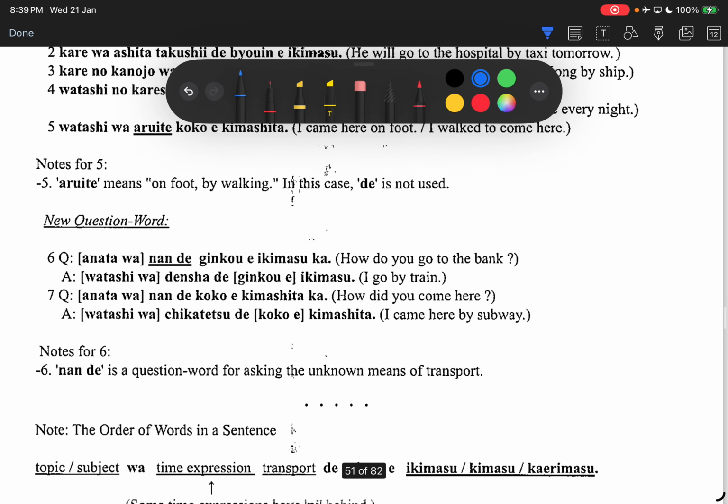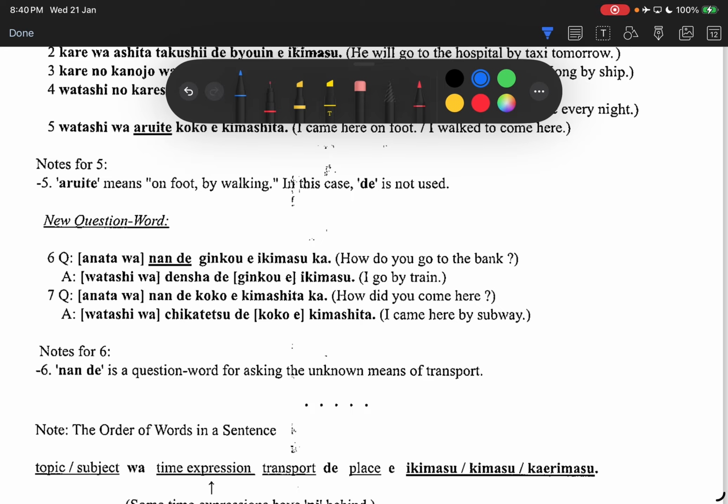Next, new question word. So come by what? In English, we say what did you come by? So we use なん. なん is what, right? So なんで. De is the particle to say by something, by mode of transport. So なんで銀行へ行きますか? So by what do you go to the bank? 電車で行きます。By train I go.